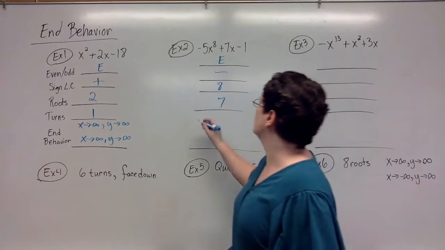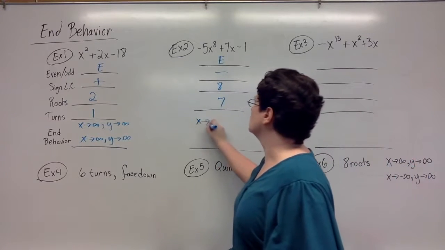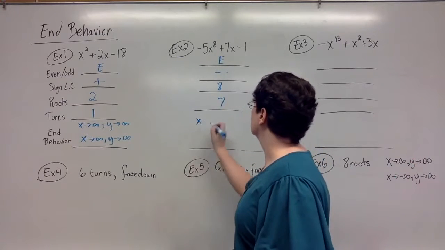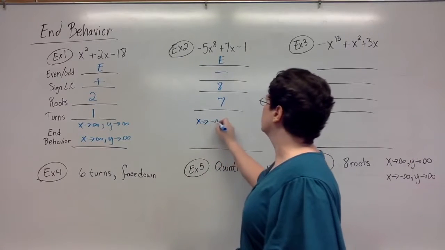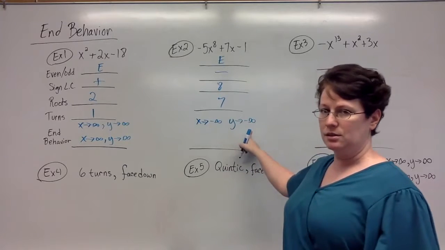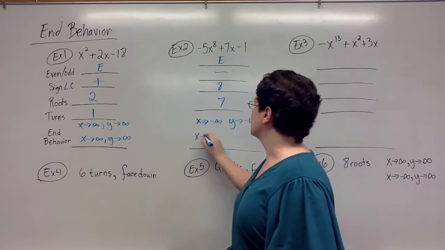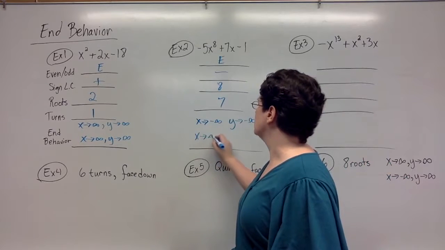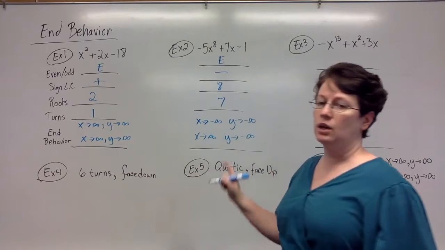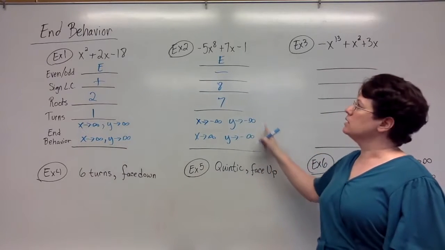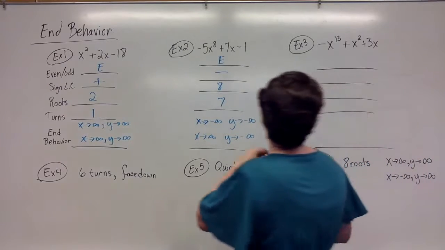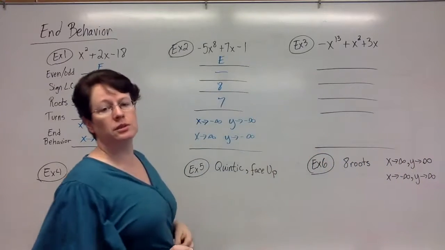Both go down, okay? So x goes to negative infinity. I'm getting ahead of myself here. y goes to negative infinity because it's going down. As x goes to positive infinity, y goes to negative infinity. Both going down because it's even and it's negative. Okay? Let's look at the last example. Not the last one, the last big one.